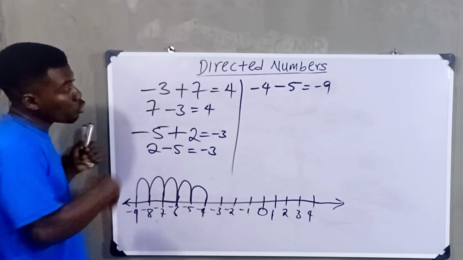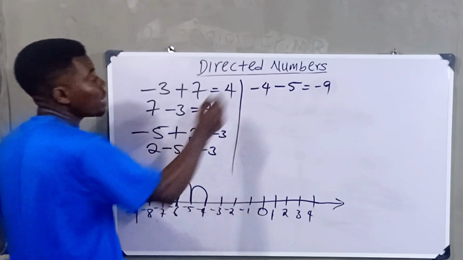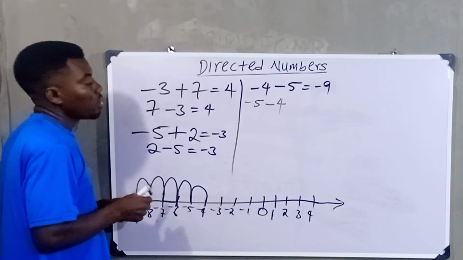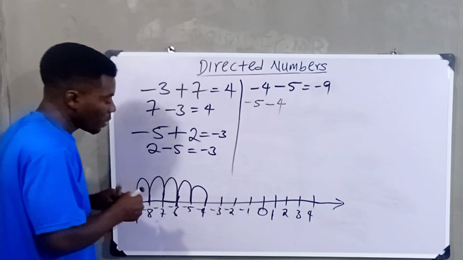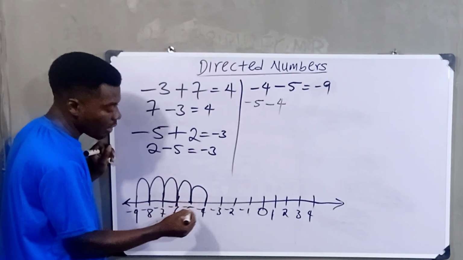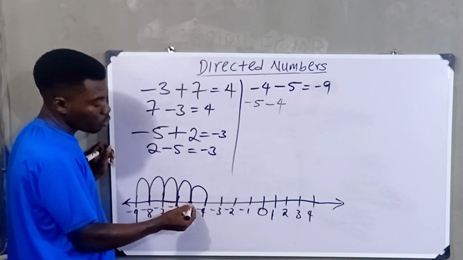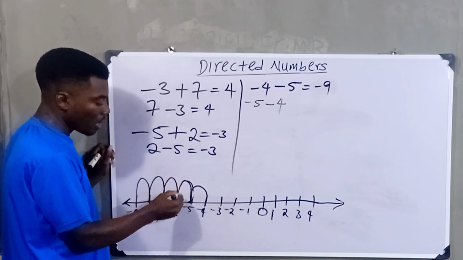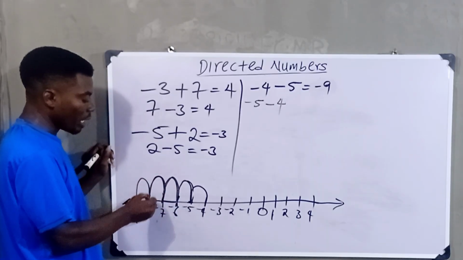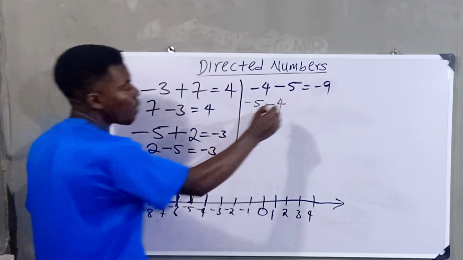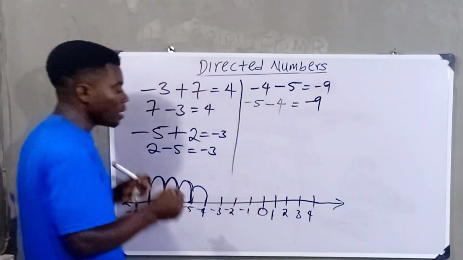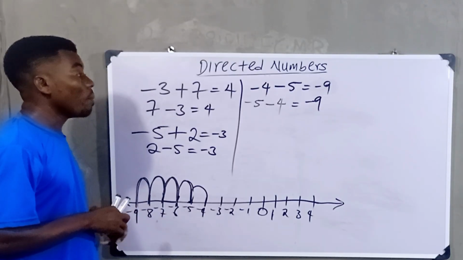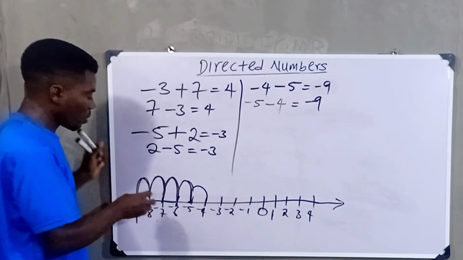You can also rearrange whichever way. If you rearrange and make it negative 5 minus 4, that will still give you the same answer because this is your negative 5, and then you move towards the left 4 times. That will be 1, 2, 3, and 4. So whichever way, it will give you negative 9. Okay, so let's continue.